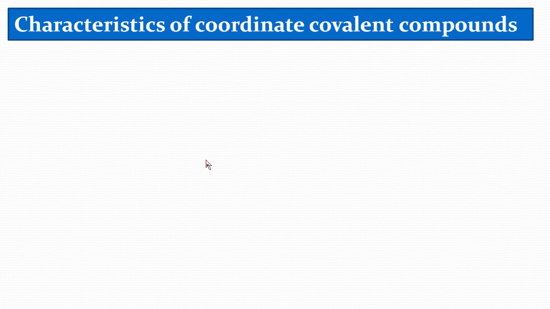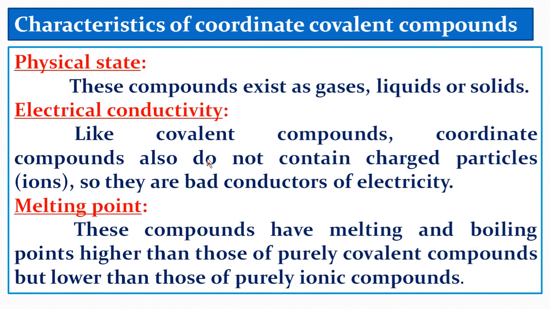Now what are the characteristics of coordinate covalent compounds? First one, physical state. These compounds exist as gases, liquids or solids. Ammonia is a gas. Electrical conductivity. Like covalent compounds, coordinate covalent compounds do not contain charged particles, plus and minus ions, so they are bad conductors of electricity. Then melting point. These compounds have melting points higher than those of covalent compounds, but lower than those of purely ionic compounds.